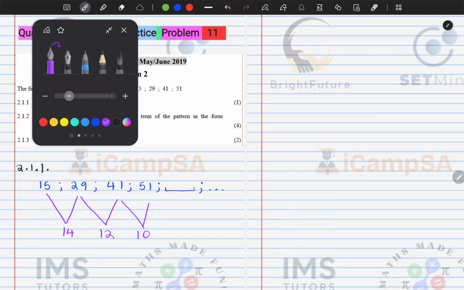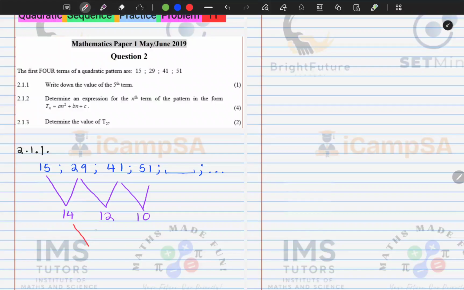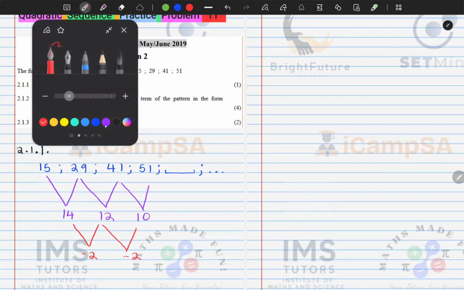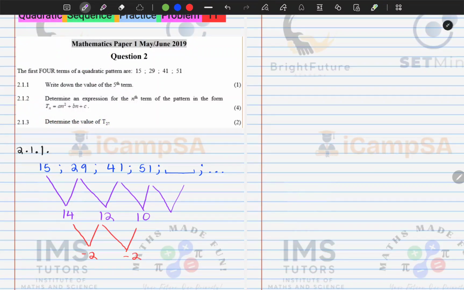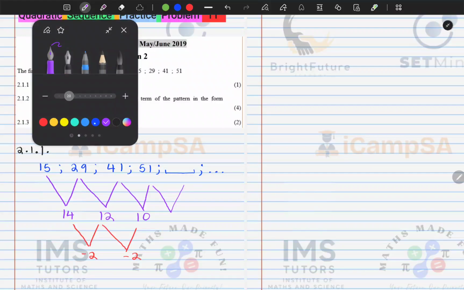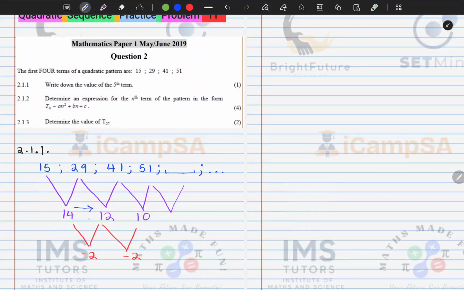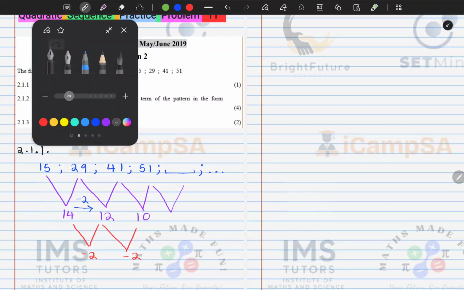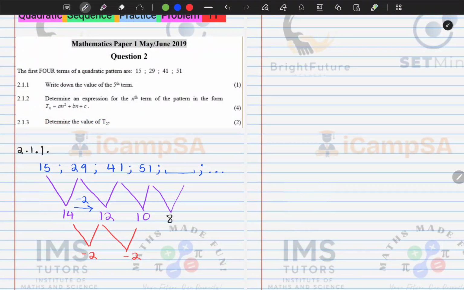And then we can now go ahead and find the second difference. The second difference, if you observe carefully, will be -2. So what does this mean? This means I can find this difference here because as we go to the right, we are subtracting 2. That is what is happening. We're subtracting 2, which means the value that is supposed to sit here is 8.